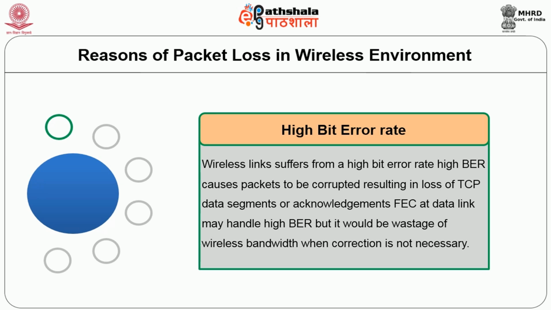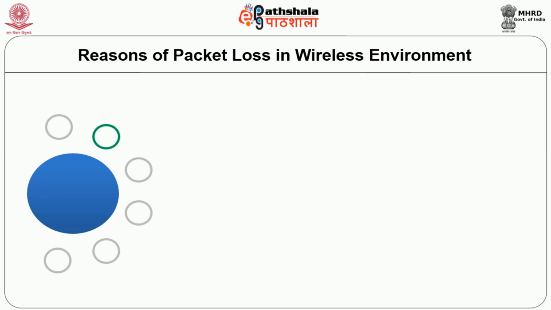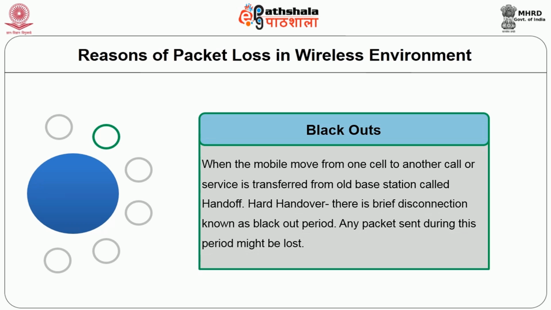Now this situation could have been handled at the data link layer itself, but at the data link layer, forward error correction handles a high bit error rate, and it would be a wastage of wireless bandwidth when the correction is not at all necessary. Next, temporary or frequent disconnections also lead to packet loss in wireless or mobile networks. When the mobile device moves from one cell to another cell, the call or service is transferred from the old base station to the new base station, a situation known as handoff.